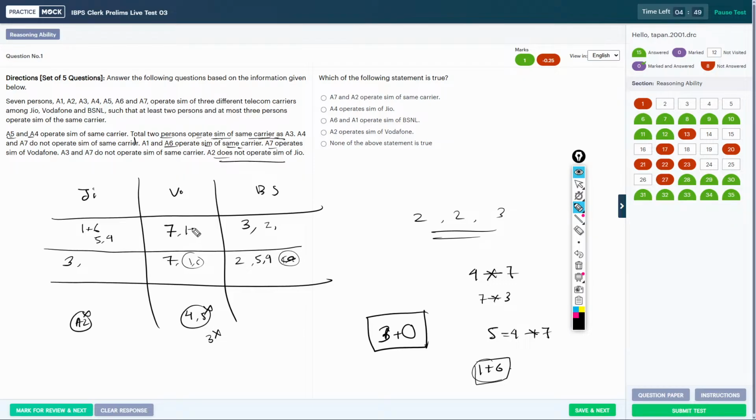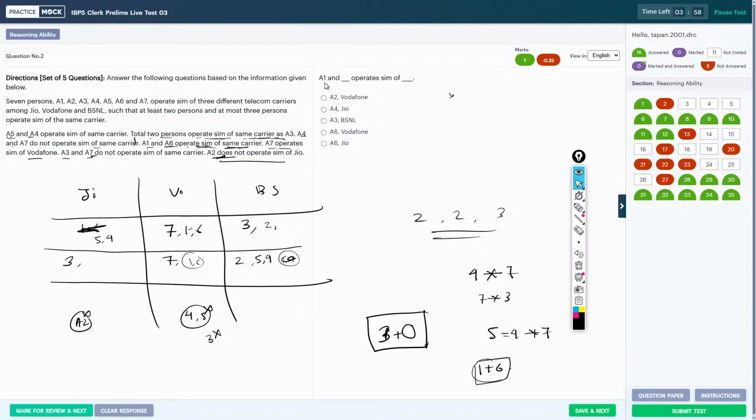So 5, 4, 1, 6. Let's go with this. A4, 5 same, only 1 person with 3. 4 and 7 not same. 1 and 6 same. 7 operates Voda. 3 and 7 not same. A2 not Geo. Which statement is correct? 7 and 2 same operator. 4 Geo. Yes. So 6 and 1 VSNL, 2 Voda. So 4 Geo.